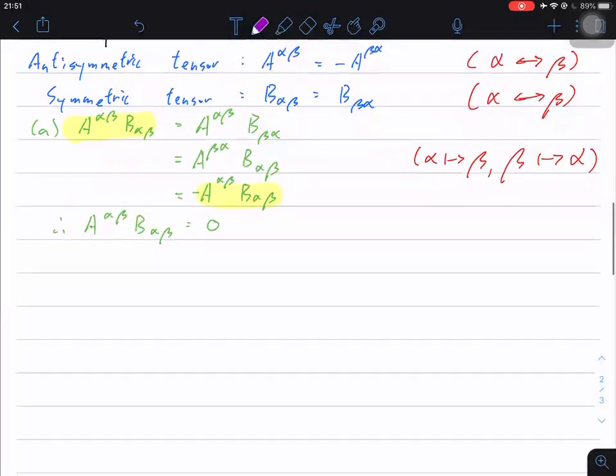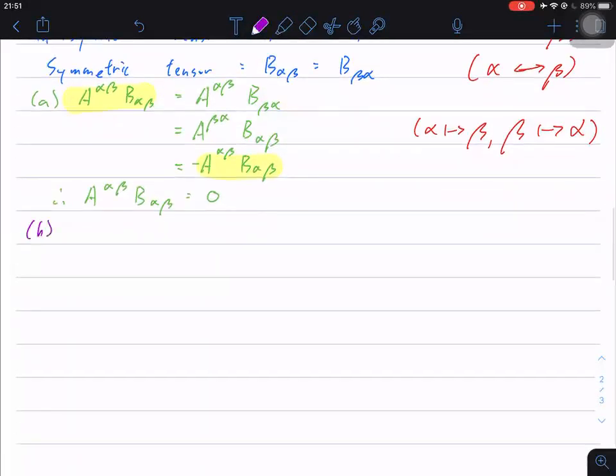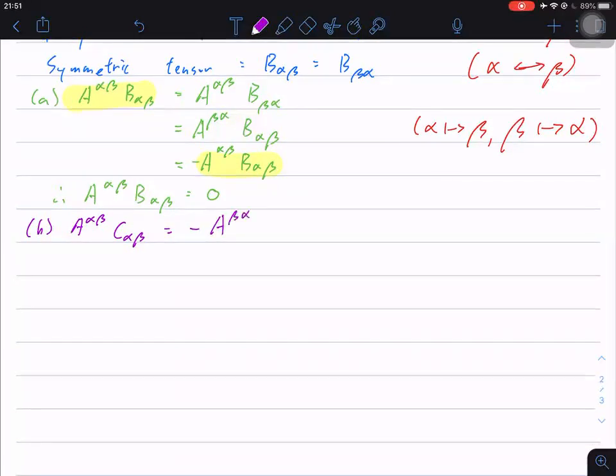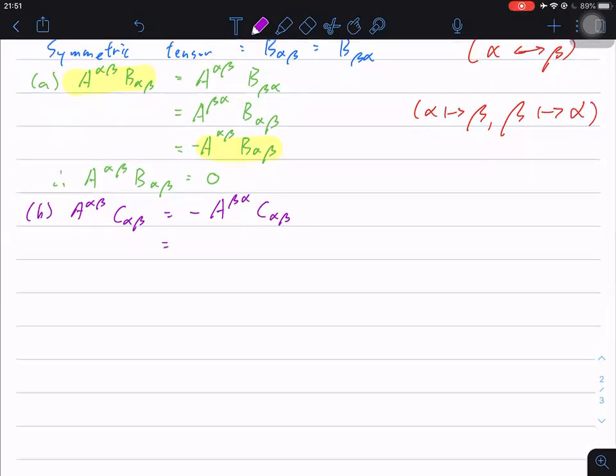For part B, the way to do it is quite similar to part A, once you know how to do it. In this question, A again is an antisymmetric tensor, and C is an arbitrary tensor. First of all, we use the antisymmetric property of A. We swap the indices alpha beta to beta alpha with an extra minus sign in front. And then again, we rename the indices.